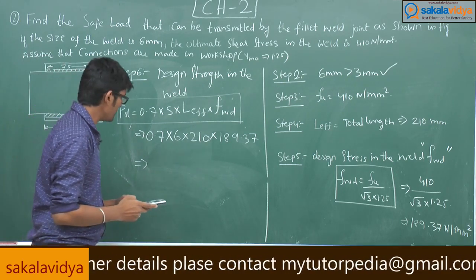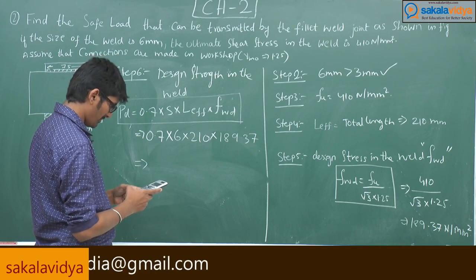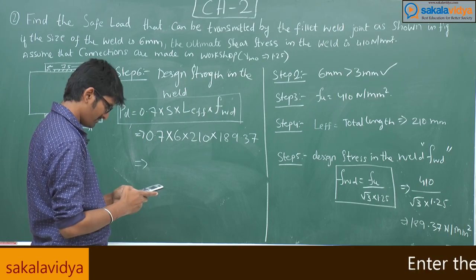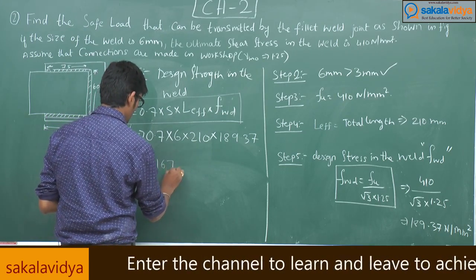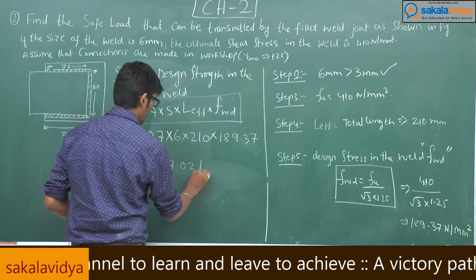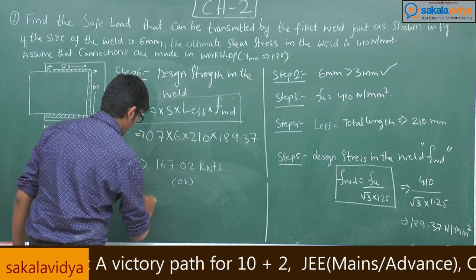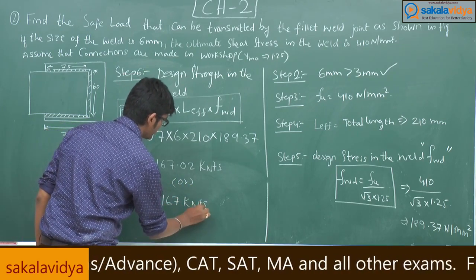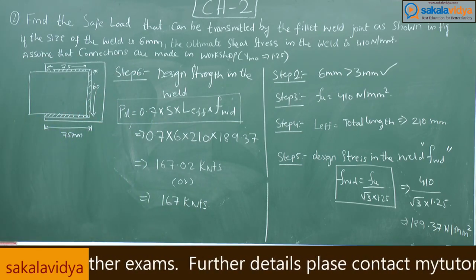Let us find the answer of design strength. 0.7 into 6 into 210 into 189.37. So what is the answer? 167.02 kilonewtons, or approximately we can take 167 kilonewtons. So this is the design strength in the weld.